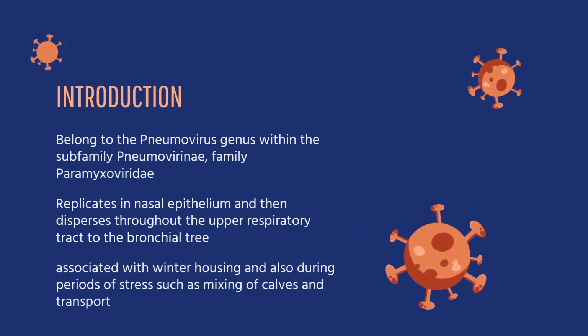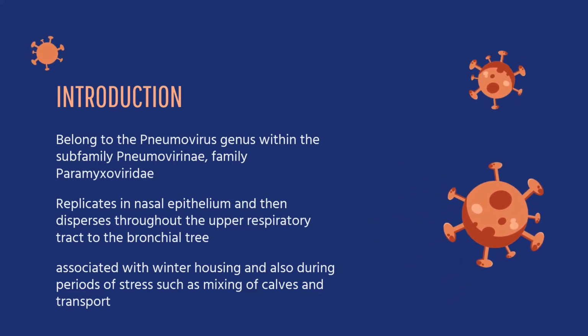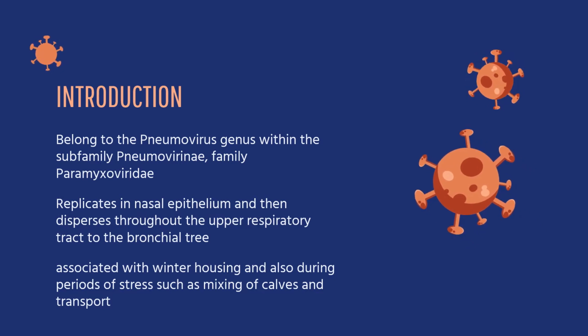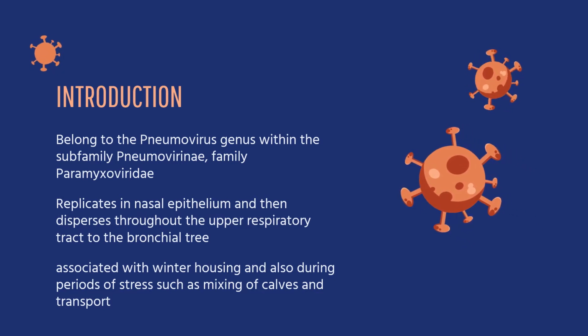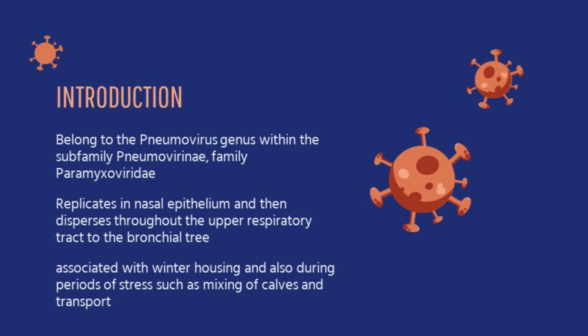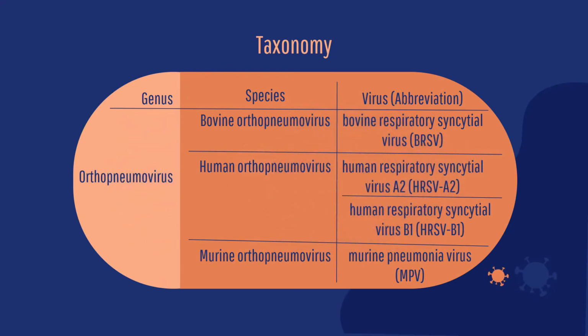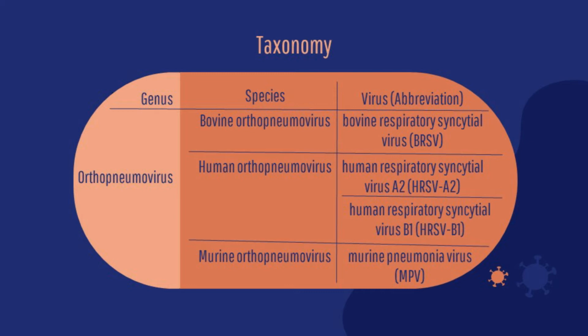BRSV is an enveloped, non-segmented, negative-stranded RNA virus belonging to the pneumovirus genus within the subfamily Pneumovirinae and family Paramyxoviridae. Next, we are going to look at the taxonomy of the virus. The genus Orthopneumovirus is included in the family Pneumoviridae. There are three types of orthopneumovirus, which are bovine, human, and murine. The one that is responsible for the BRSV problem in cattle is bovine orthopneumovirus.